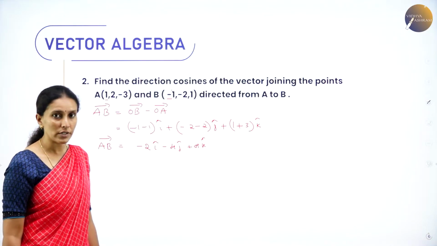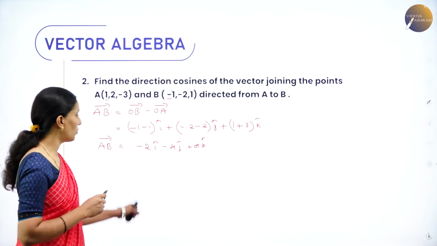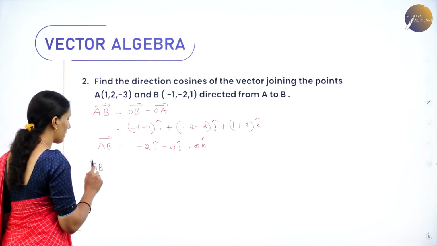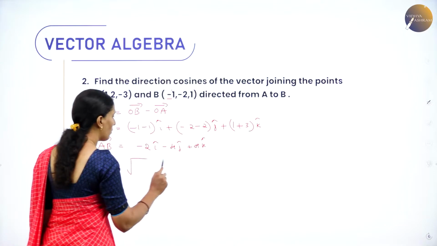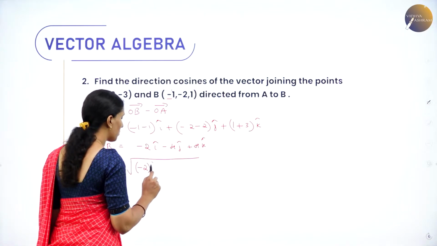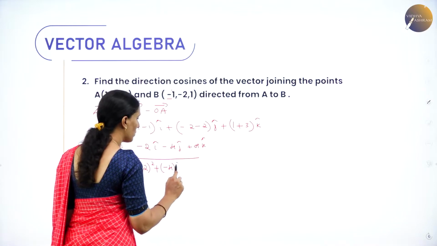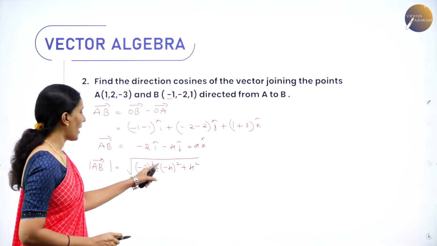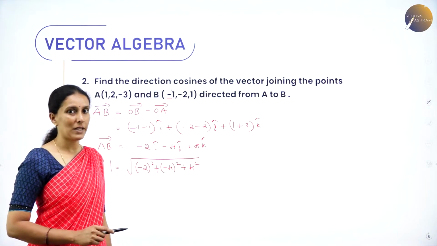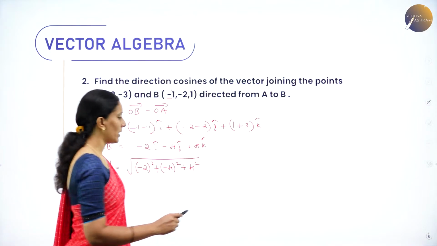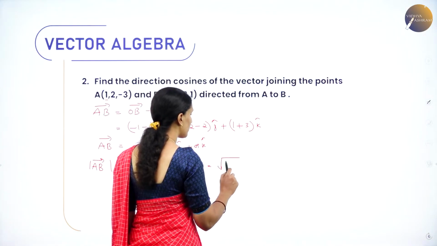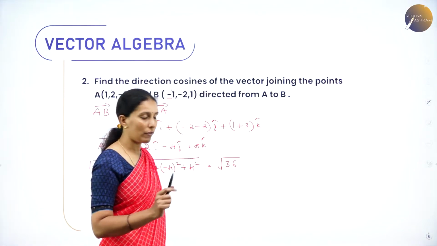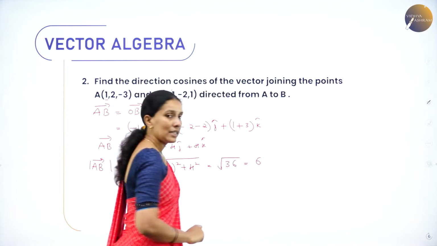Now I need direction cosines. To know the direction cosines, I should know the magnitude of this vector. So let us find out what is the magnitude of AB. It is the square root of minus 2 whole square plus minus 4 whole square plus 4 square. That is the square of x, y and z. So 4 plus 16 plus 16 becomes root 36. Since we are talking about the magnitude, which means the length of the vector, which is always positive, therefore the value is 6.